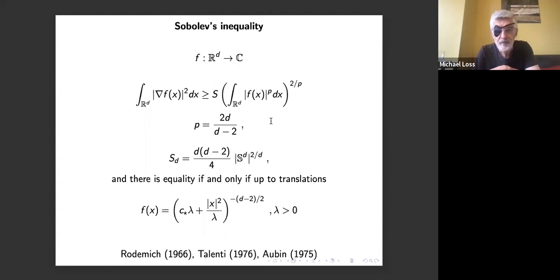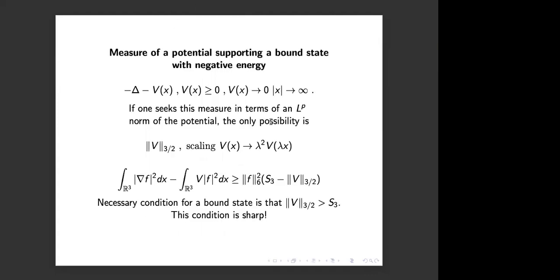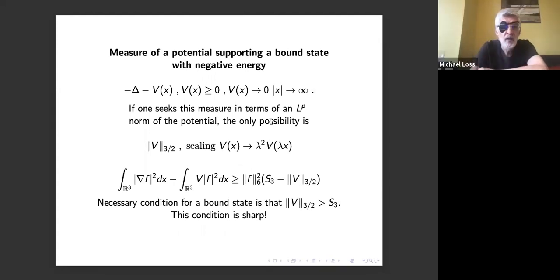Okay. So now let's go back to a simple problem. Suppose you would like to figure out what is the measure on the potential supporting a bound state with negative energy. And we just take minus Laplacian minus V.